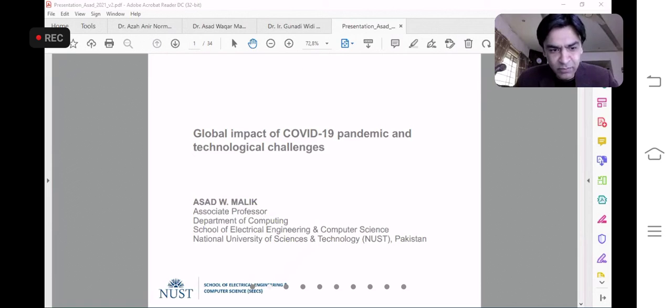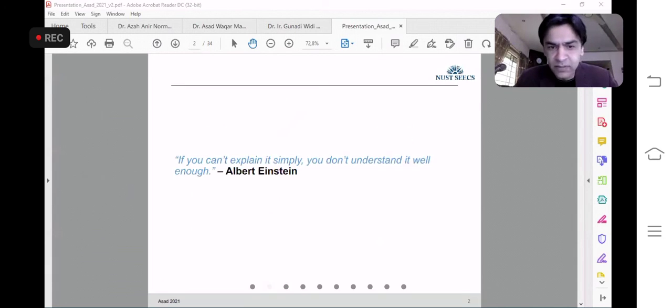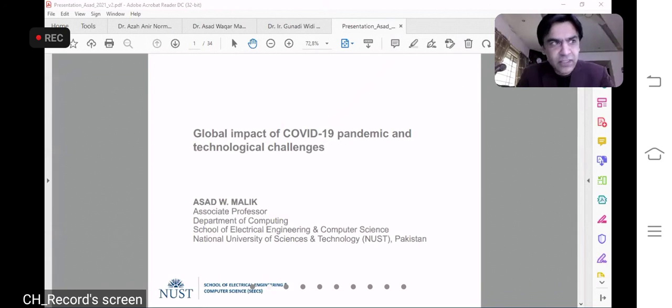While talking about my own areas, we also have some challenges and issues. If we talk about a city, we have to model the entire city. Some of the challenges are how we can run large scale simulations. We need high performance systems, scalable solutions, and scalable frameworks. All of this will help us focus on a particular problem, and right now we are working on this global pandemic. So the title is Global Impact of COVID-19 Pandemic and Technological Challenges.